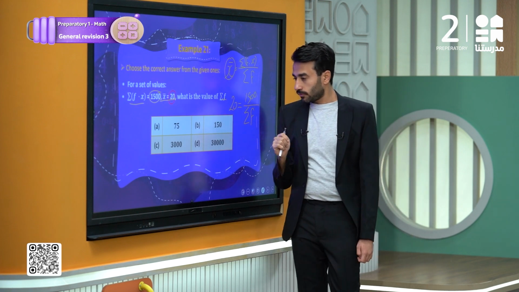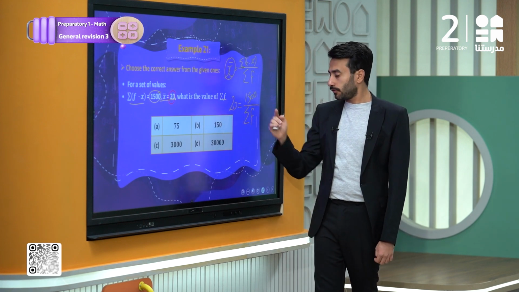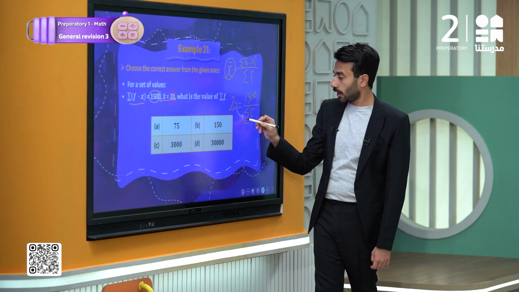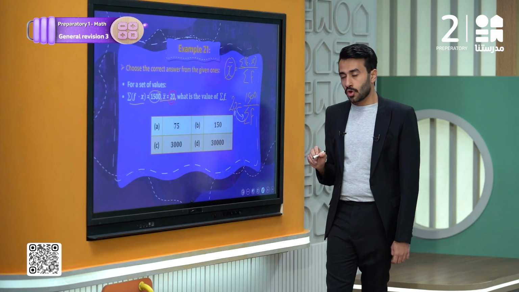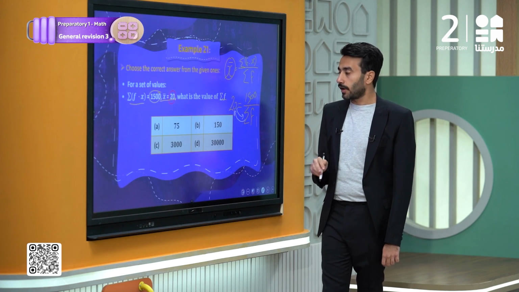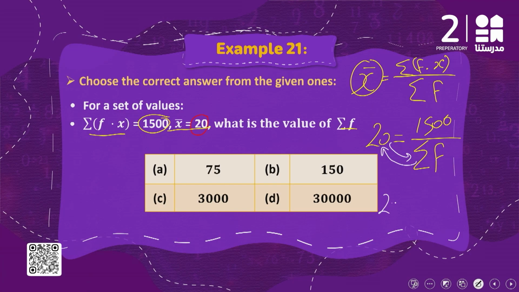How to solve a question like this one to find this unknown? We have 2 ideas. First idea, you can switch them. You can put this one down and you can put this one up. Or you can use the cross multiplication property. Both of them are allowed. Like this one times this one, it will be 20 sum of f. Let's write f only now equal to 1500.